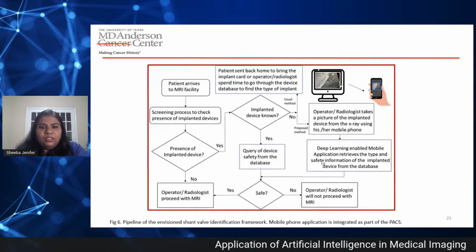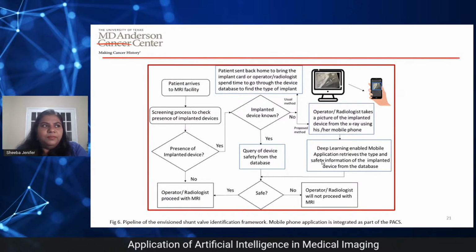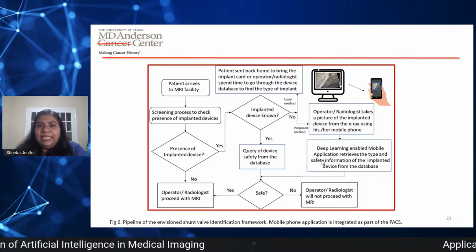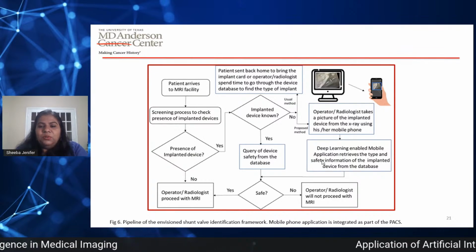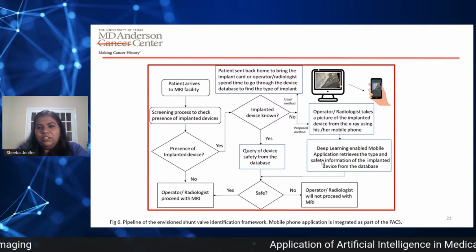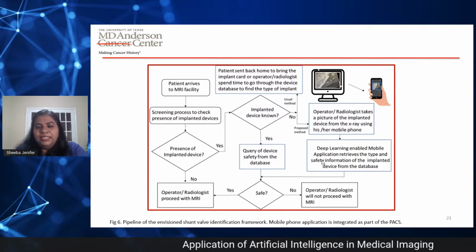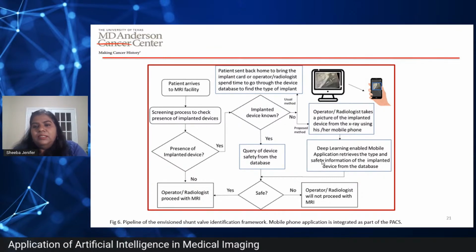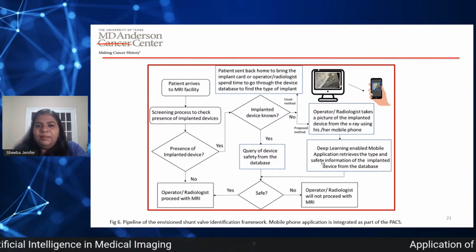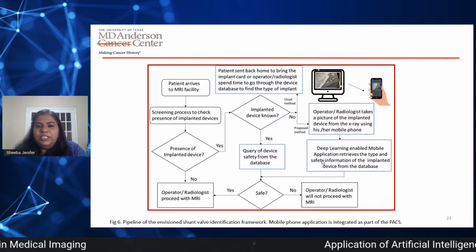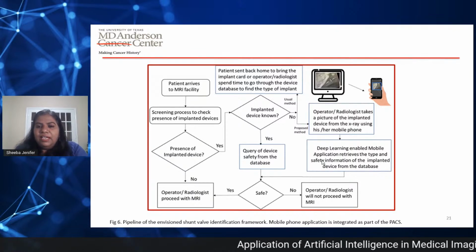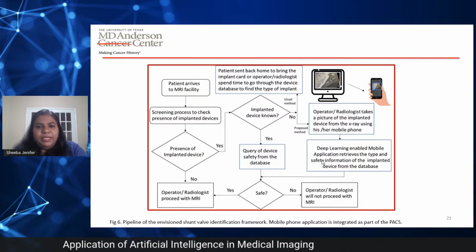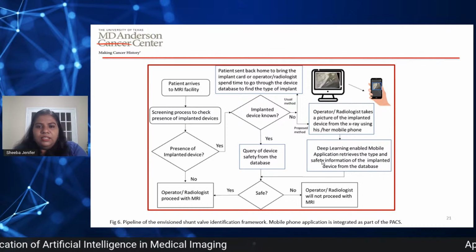So what we thought of is streamlining this clinical workflow by creating a mobile app. Once a doctor takes a picture of the MRI or the X-ray scan of the brain, the app itself will say what type of shunt valve is in the patient and whether this shunt valve is safe for an MRI scan, or whether the patient is not eligible for an MRI scan.